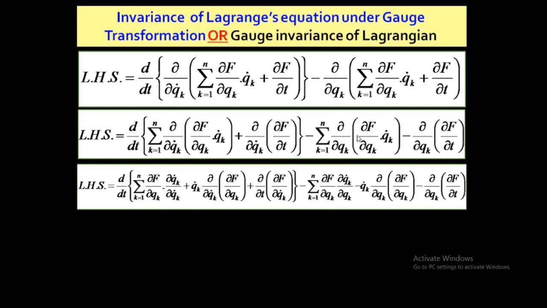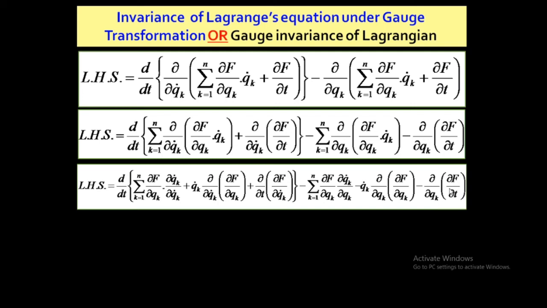So del by del qk dot upon del qk, minus. Why minus here? Because in the product rule there is a plus, but here the sign outside is minus, so minus times plus is minus. Minus the second function, qk dot, the derivative of first, del by del qk of del f by del qk. Minus, and this term is as it is, del by del qk, del f by del t.